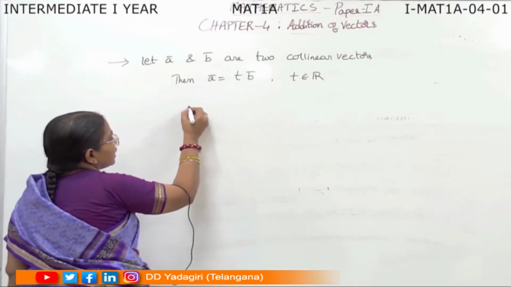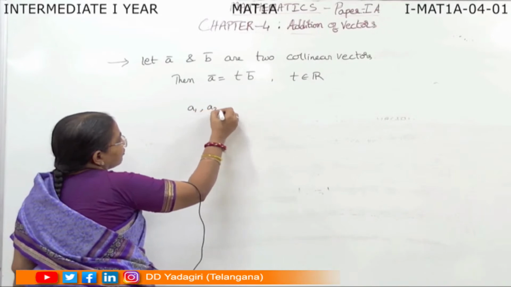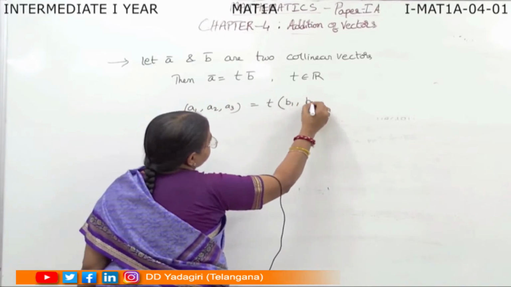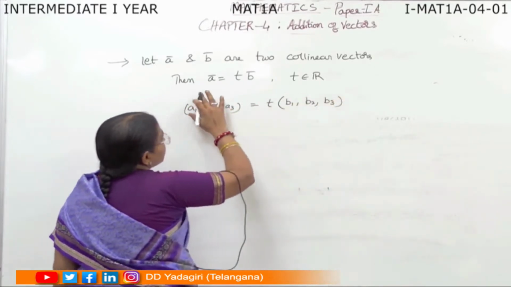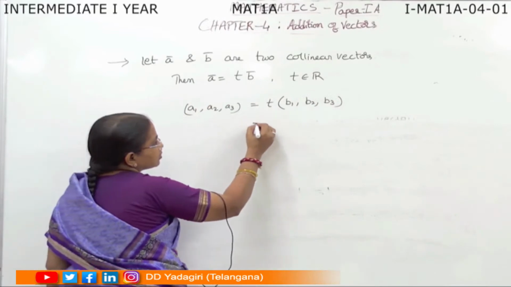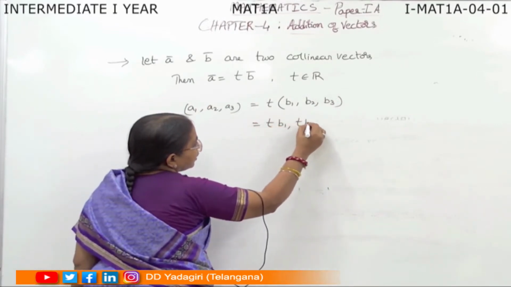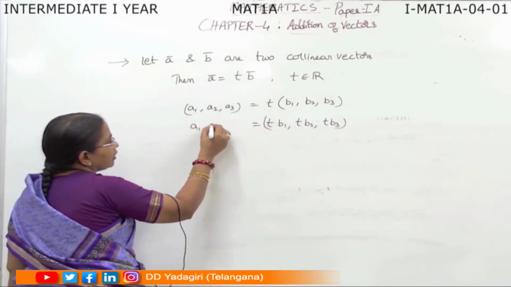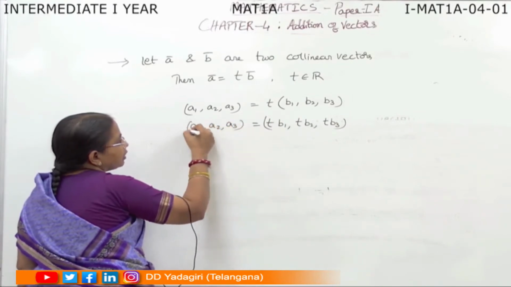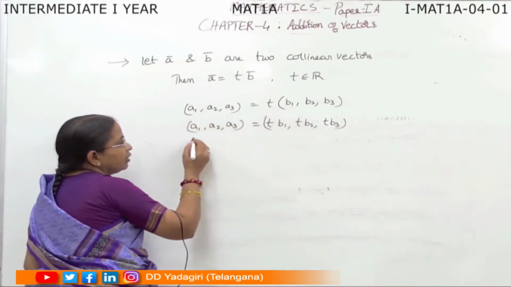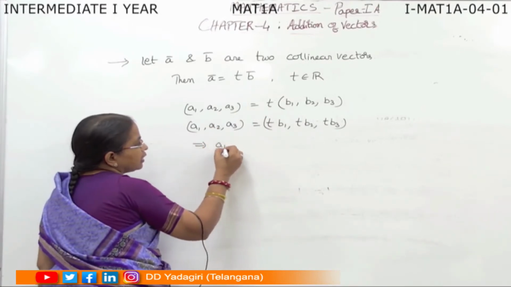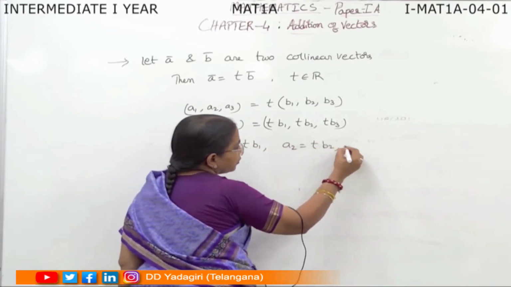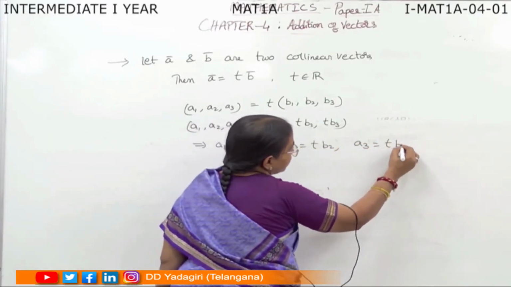Suppose that A is (A1, A2, A3) and B is (B1, B2, B3). Then A equal to TB means these two should be equal, no? So (A1, A2, A3) should be equal to (TB1, TB2, TB3). Now equate the corresponding coordinates. Then A1 is equal to TB1, A2 is equal to TB2, and A3 is equal to TB3.